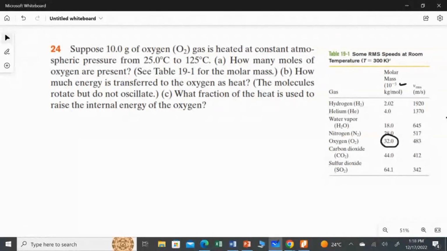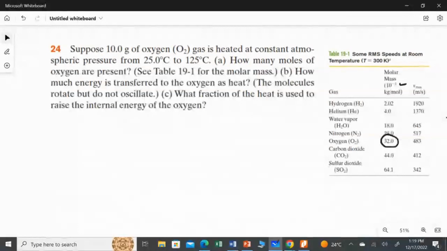In the second question, we are going to find how much energy is transferred to the oxygen as heat. The molecules rotate but do not oscillate. In the third part, we are going to find what fraction of the heat is used to raise the internal energy of the oxygen. Okay, so now I'm going to answer one by one.